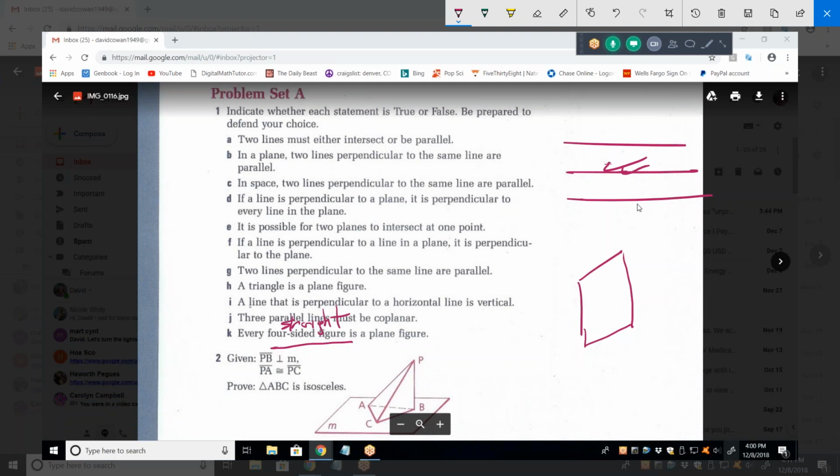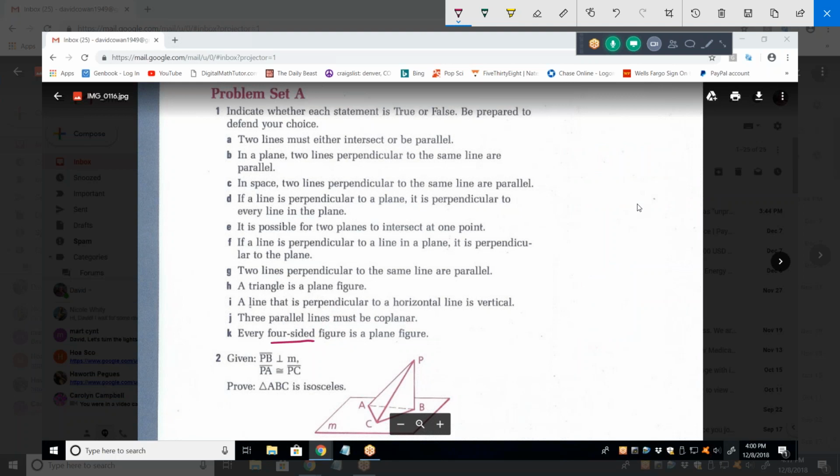Again, I don't know what he's referring to. I understand the math and I understand the three-dimensional geometry. I just can't tell by his questions. When he says four-sided, does that mean four straight sides, four straight lines? Even that wouldn't have to be a plane.